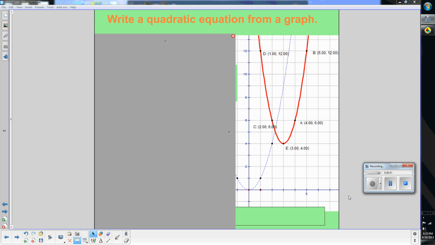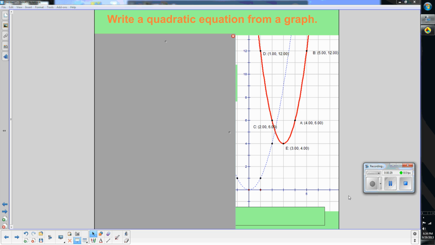So here's the trickiest part of our work over the next several days, which is to write a quadratic equation from a graph. Now, to do that, you first have to look at the graph, and there you see a graph in red. Now, the graph in blue is simply the parent function, y equals x squared.